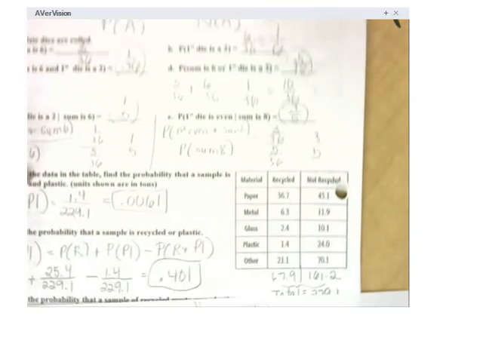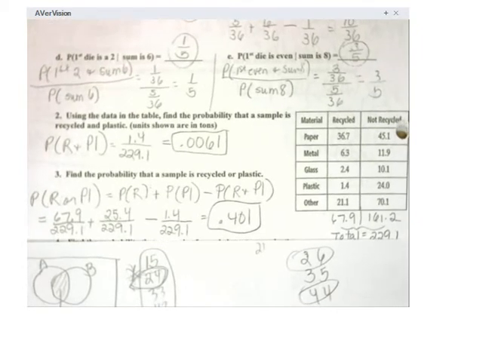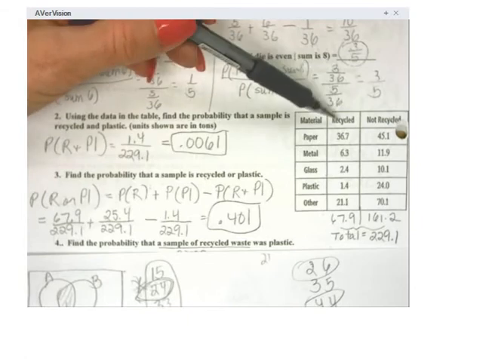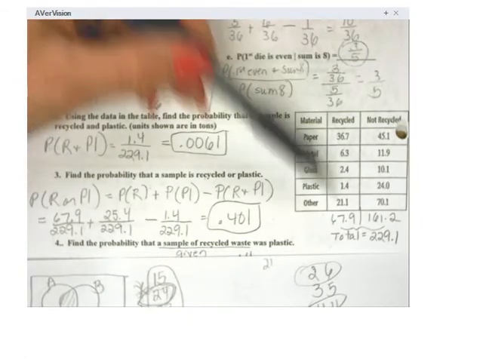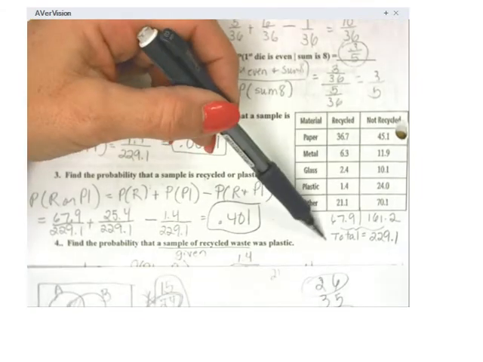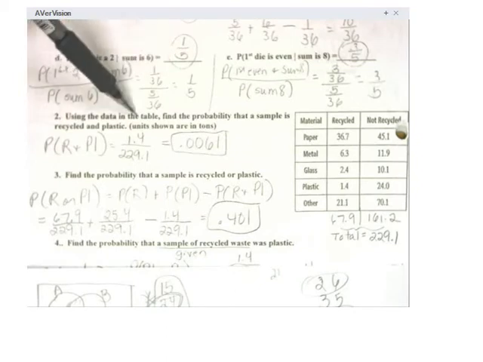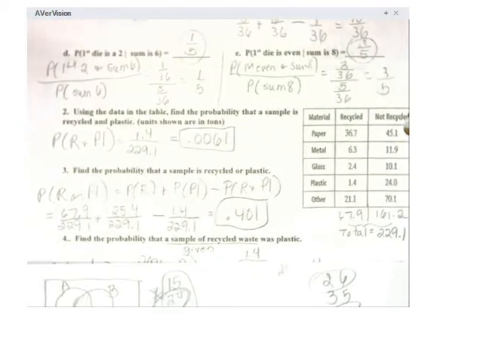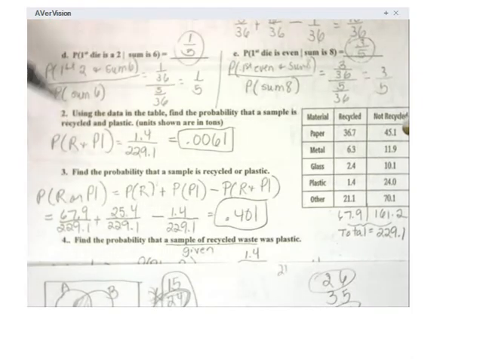Now I have a few examples down here that deal with this table, so sometimes we have table data. In this case, we're looking at some different materials and whether they're recycled or not recycled. I already totaled up the columns here, so I know the total amount of materials is 229.1 tons, and we know all the different itemized values. We just want to see what we do as far as finding some probabilities.